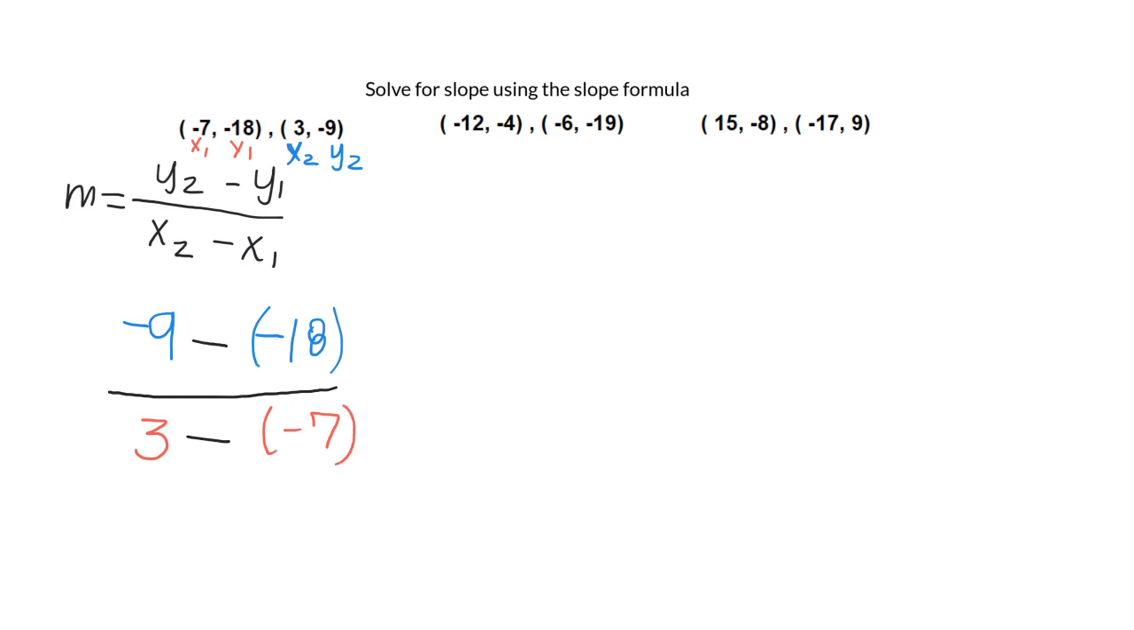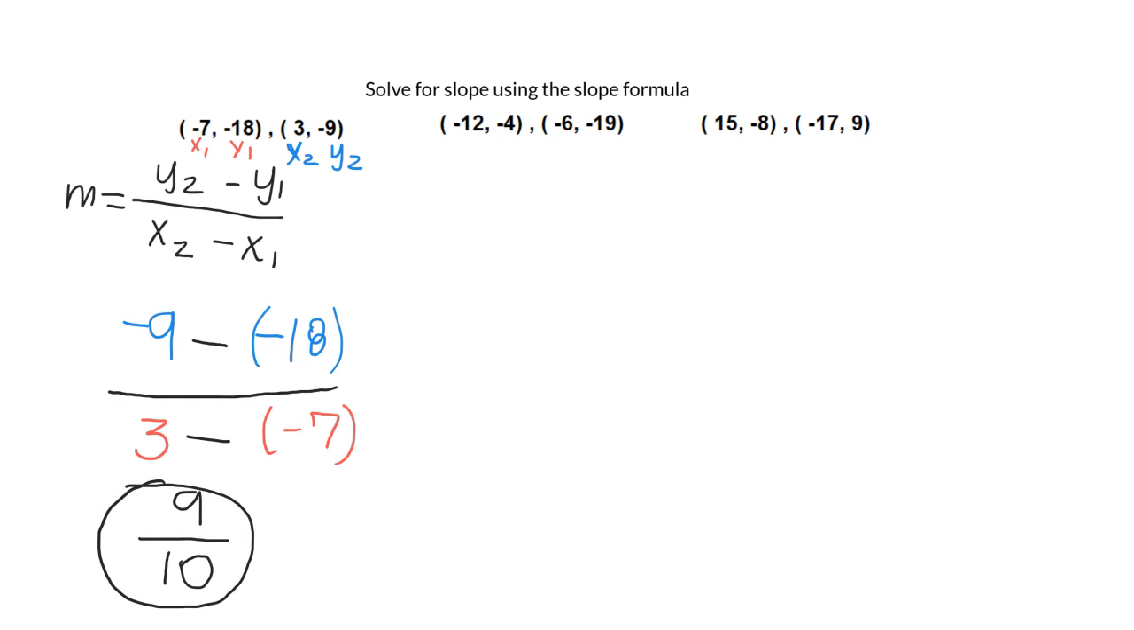Negative 9 minus negative 18 is actually the same thing as negative 9 plus 18. So we would get 9. And 3 minus negative 7 would give us 3 plus positive 7, which is equal to 10. So my slope for the first example is 9 over 10.